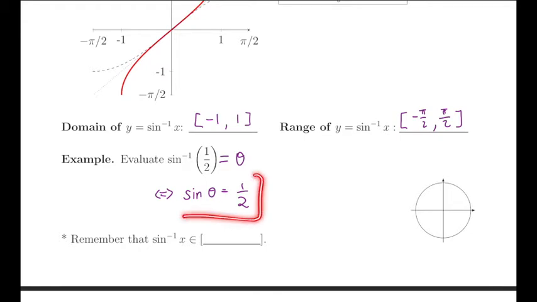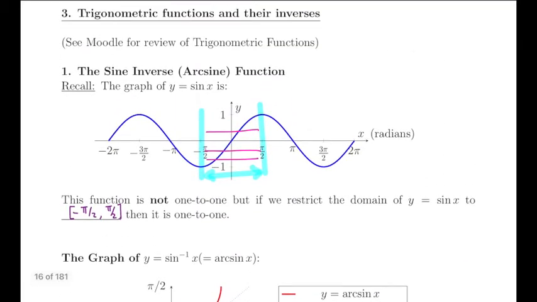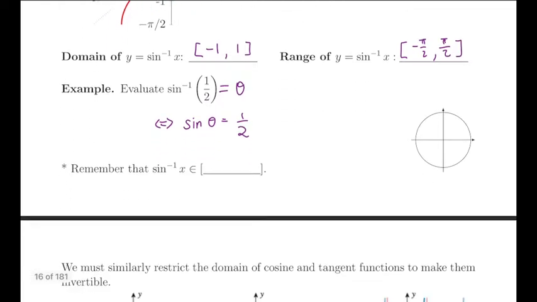Now, as it is here, there are infinitely many angles that satisfy this equation. Let's take a look at the graph of sine theta above. Half is, let's say, here. Then there are infinitely many points where the sine function is equal to a half. However, for questions like these, there is only one answer.